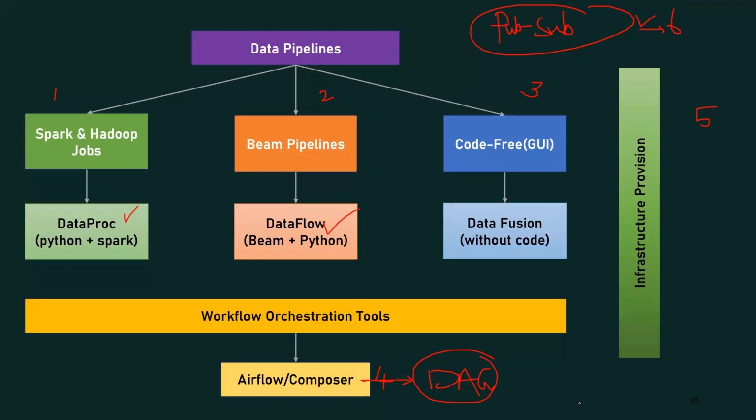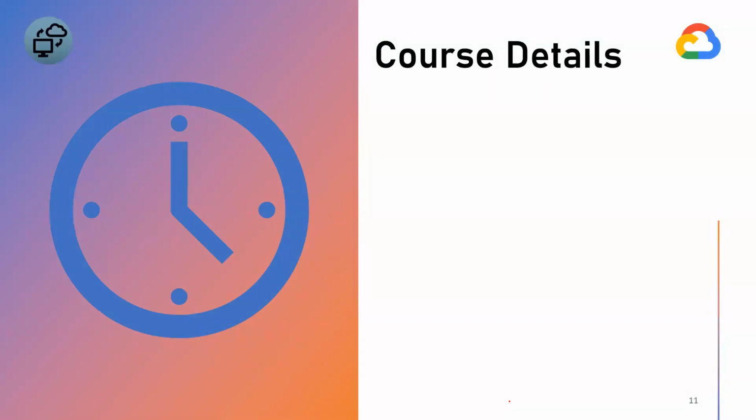Don't worry about it. We are going to see, DAG is nothing but a directed acyclic graph, nothing but a pipeline only. Okay, we are going to create the pipelines in the Airflow also. We usually call it a DAG. The terminology is like that. Okay, Terraform.